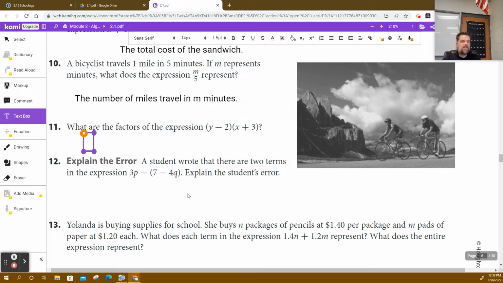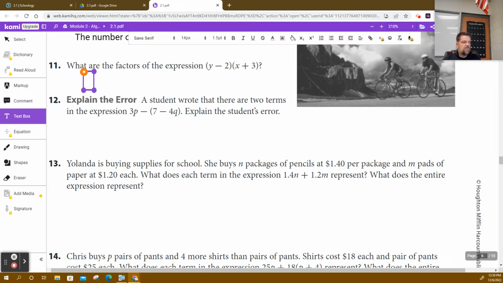It says the factors of the expression y minus 2 and x plus 3, what are the factors? Well, those are the factors. So you just say the factors. Remember, factors are the things that we multiply to get something. So technically the factors are y minus 2. That's a factor. And the other factor is x plus 3. Those are the factors.